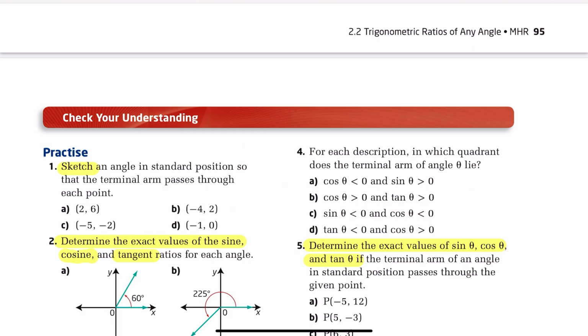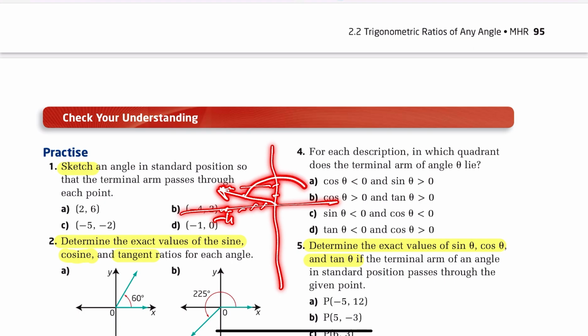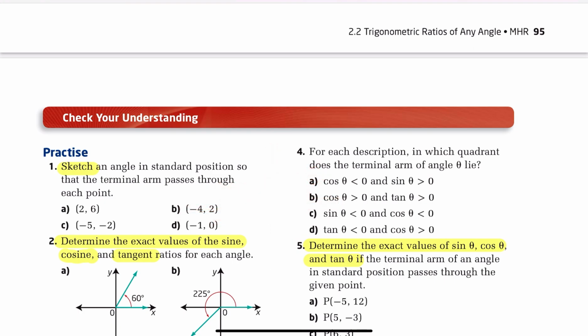For example, for B, your x is -4, so it will be in this section, and y is 2, which is 2 here. So your point will be here, and you draw your end leg for your angle, and your angle will be this one. This is also similar for this one. It's easy, you can do it.